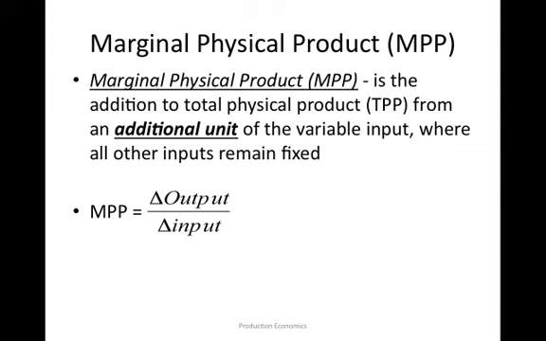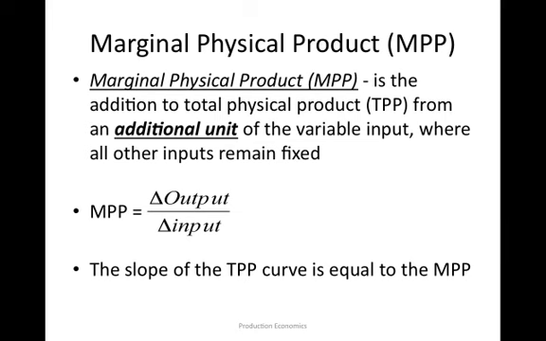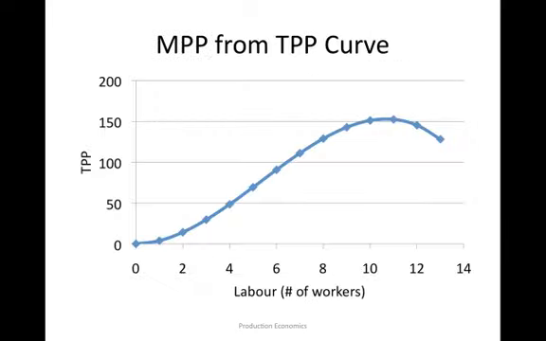If you're familiar with differential calculus, this is simply the derivative of TPP with respect to the variable input that you're concerned with. Now, MPP also has a relationship to the TPP curve in that marginal physical product is simply the slope of the TPP curve. And to illustrate that, we can go back to our total physical product curve and start plotting the slope of that curve at different points.